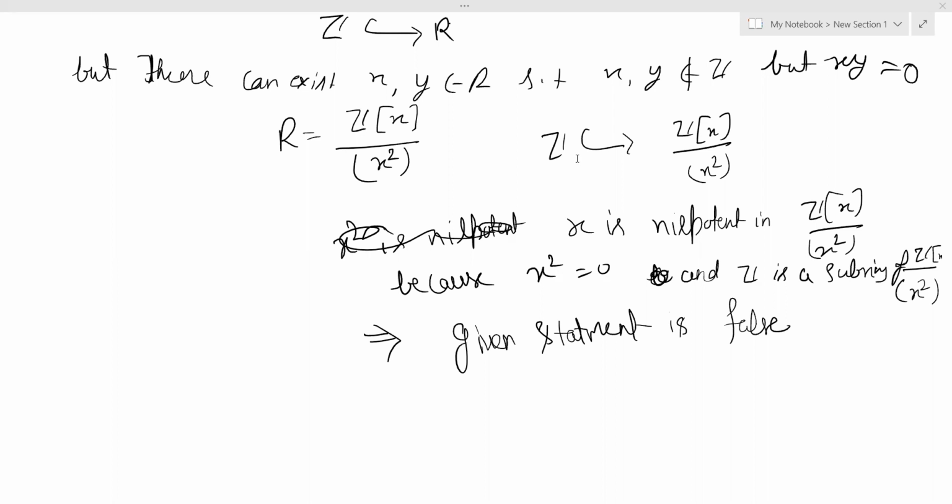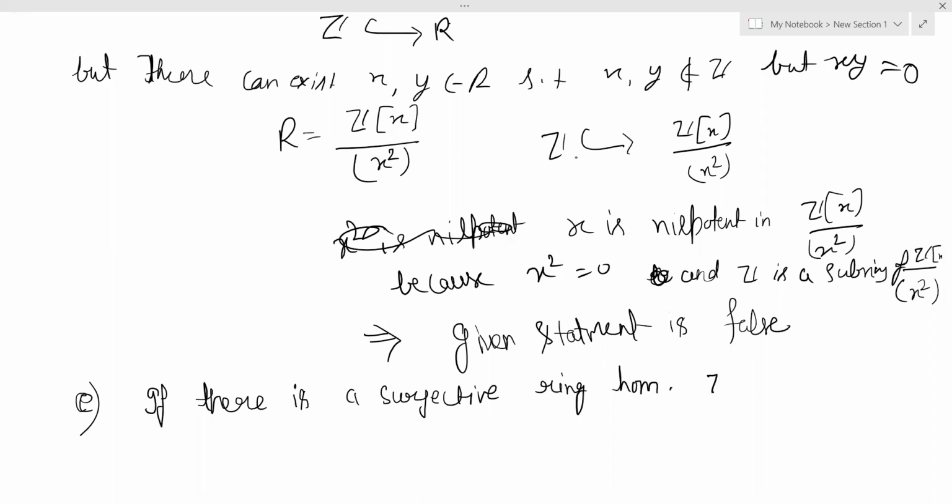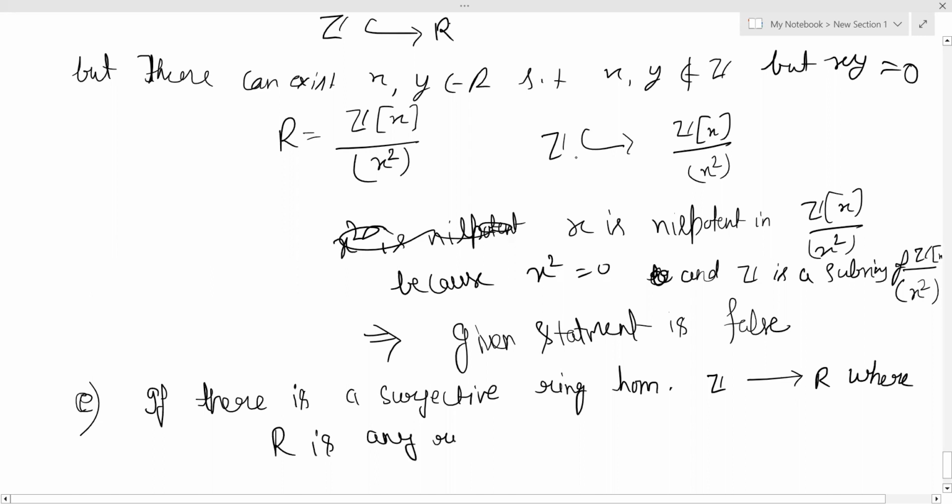If Z is a subring of a ring R, then R is an integral domain. We will disprove this statement. Then the next part: if there is a surjective ring homomorphism from Z to R, where R is any ring, then R is an integral domain.